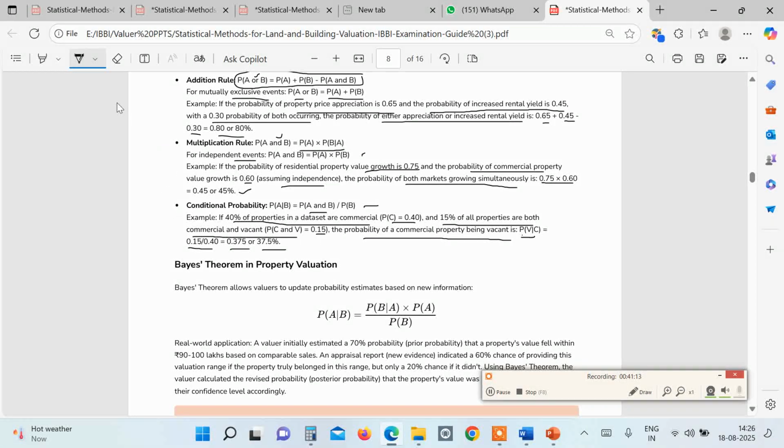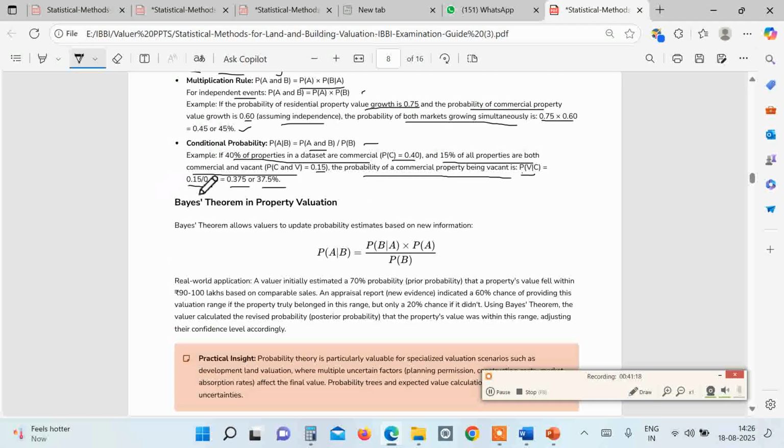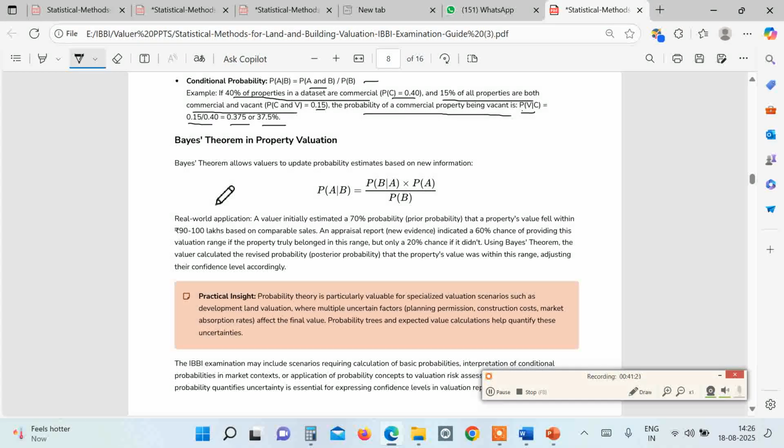So there are three rules which you may have to use during your valuation process. Another thing which you have to know as a valuer is Bayes theorem in property valuation. Bayes theorem allows valuers to update probability estimates based upon new information. P(A given B) equals P(B given A) multiplied by P(A) divided by P(B). You will understand this formula with an example.